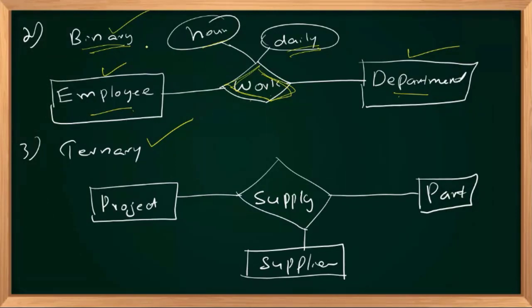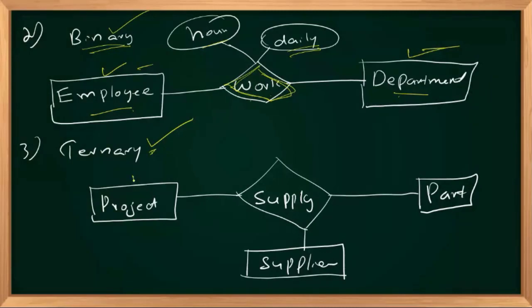Binary means it consists of two entities. Then ternary. What is ternary? Ternary means it consists of three entities.